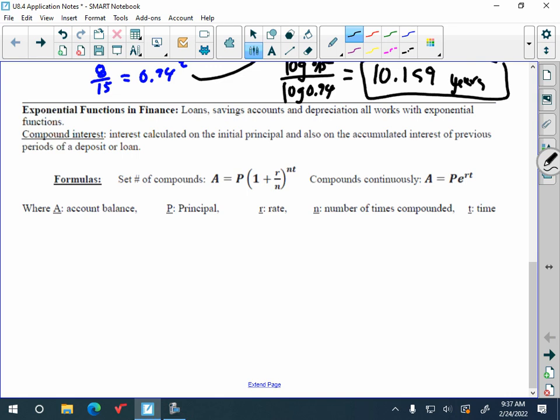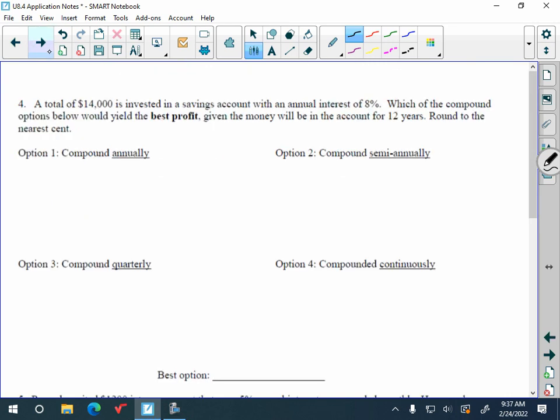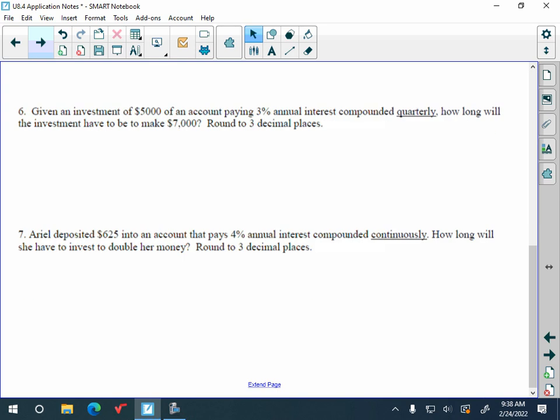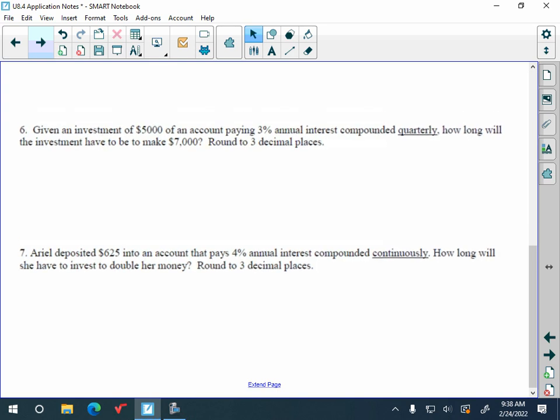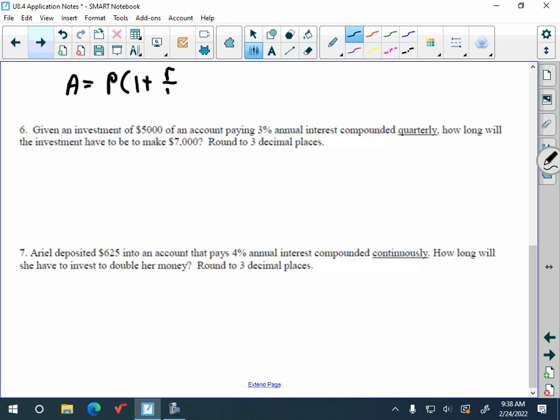All right, so let's go ahead and turn this over so we can see how we can use these formulas. I'm going to just put the 2 formulas up here just so I don't have to keep going back and forth. All right, so number 6.